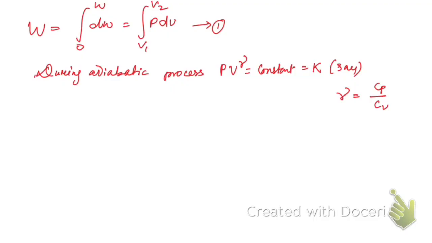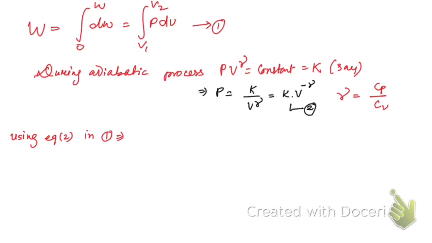Now you see what we can do. From here we can write that P is equal to K by V to the power gamma. Now it can be written as K into V to the power minus gamma. This is equation number 2. So using equation number 2 in equation number 1, we can have W equal to the integration from V1 to V2 of P dV. So instead of P, we put K into V to the power minus gamma, right? So we have used the value of P from equation number 2 here.